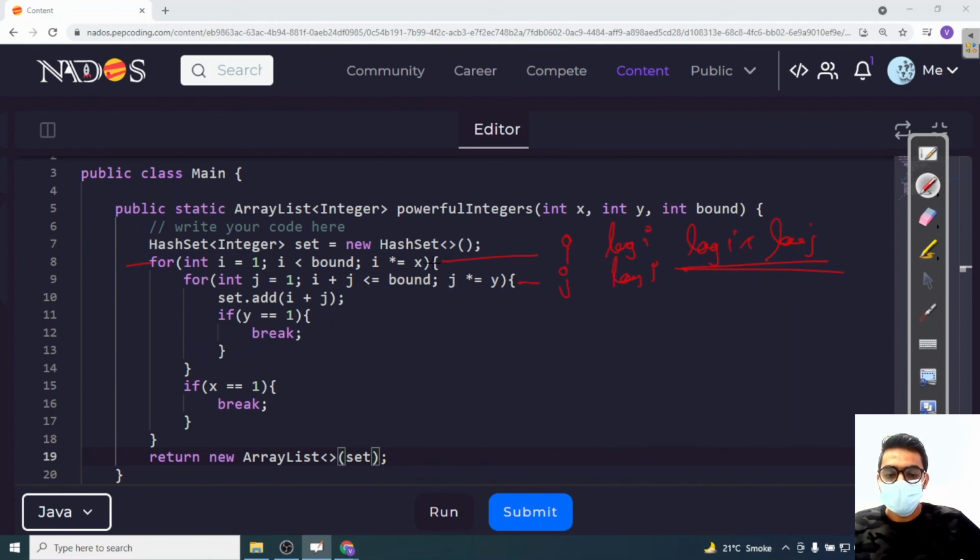This loop is making combinations for i, and this is for j. At this point, we are adding that combination into our set, and this condition checks that the sum of i plus j's combination is less than or equal to bound. If it is true, then we come into this block and add that into the set. After that, we are checking whether y's value is 1. If this value is 1, then our loop will go into an infinite loop and will not terminate. So for that, we are checking this condition for y and for x. So this is the full code.